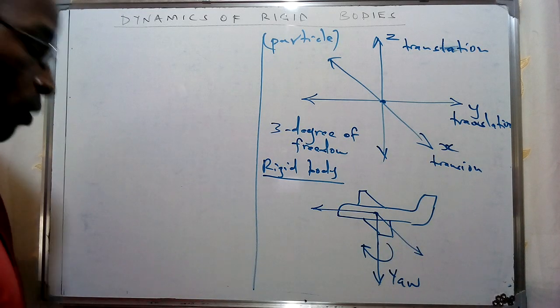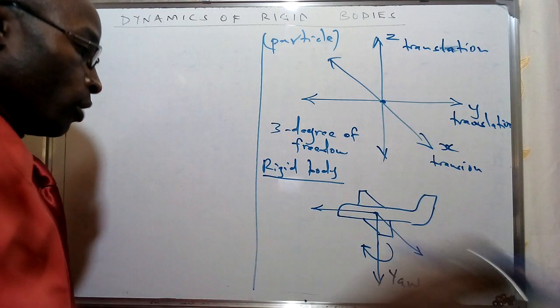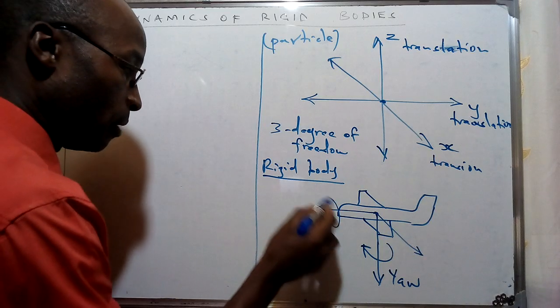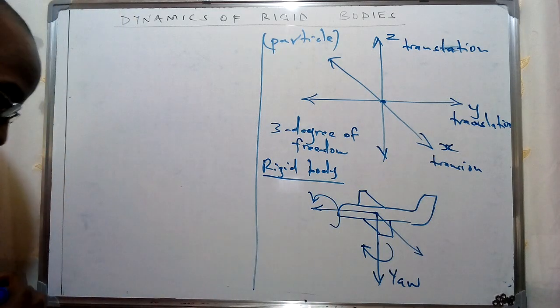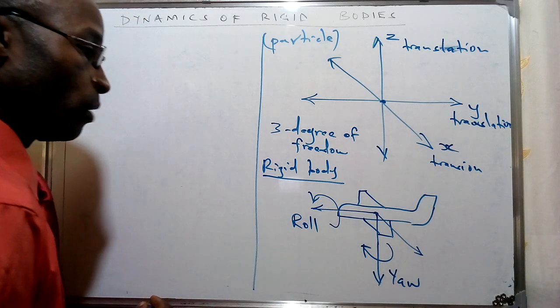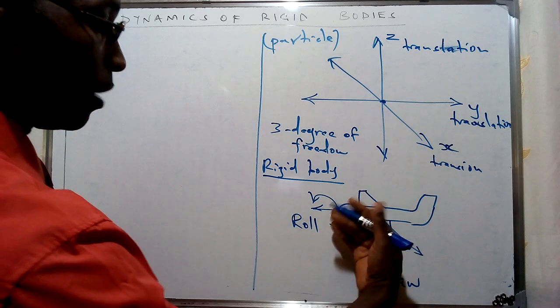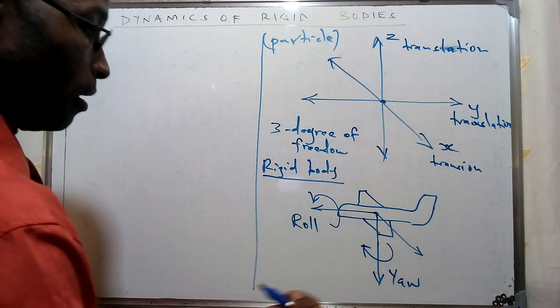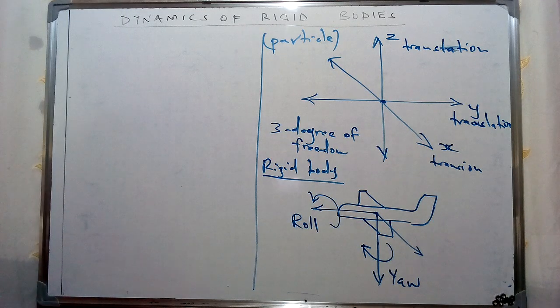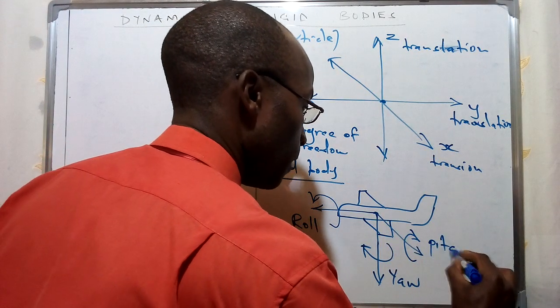If the plane moves its wings in a vertical direction, in a sense that it's moving in a rolling position, then we are going to refer to that as rolling motion. But we can also consider that if the plane moves its nose in the up and down direction, then that's going to be referred to as the concept of pitching.